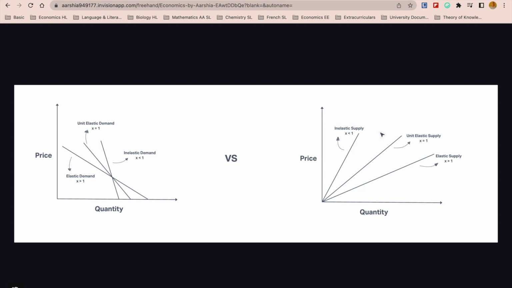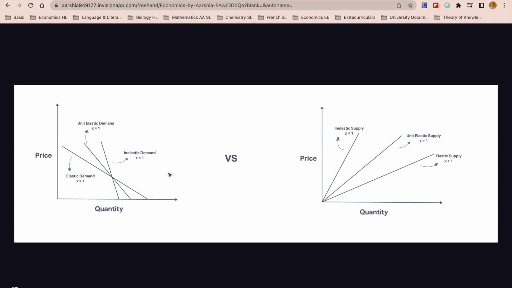As for your PES, the supply curve that is more horizontal would be elastic supply, and this is when your PES value is greater than 1. Your unit elastic supply would have a PES value equal to 1, and your more inelastic supply would have a PES value that is less than 1 but greater than 0.